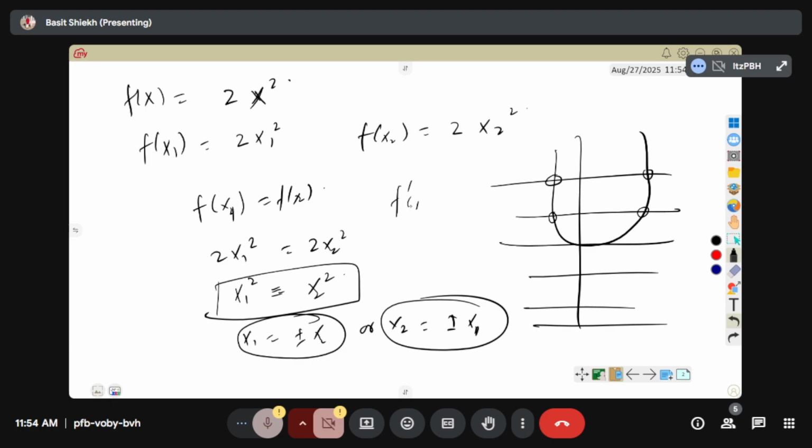Or the third test: f'(x) is 4x. Now this is not always greater than or equal to 0. If I take f'(-1), this will be -4. If I take f'(0), it is 0. If I take f'(1), which is 4. On some interval it is less than 0, on some interval it's greater than 0. So this is not one-one function. Is this clear? All three methods are clear on this function.